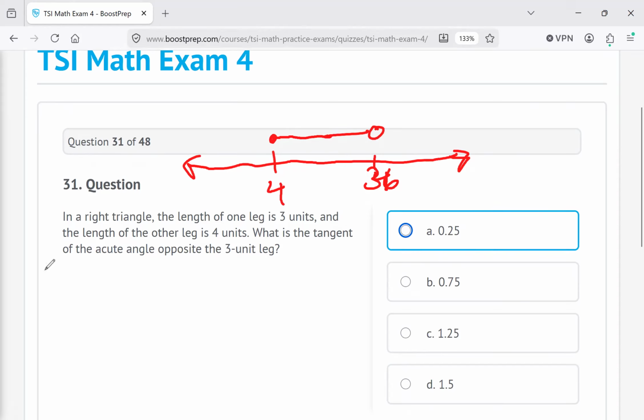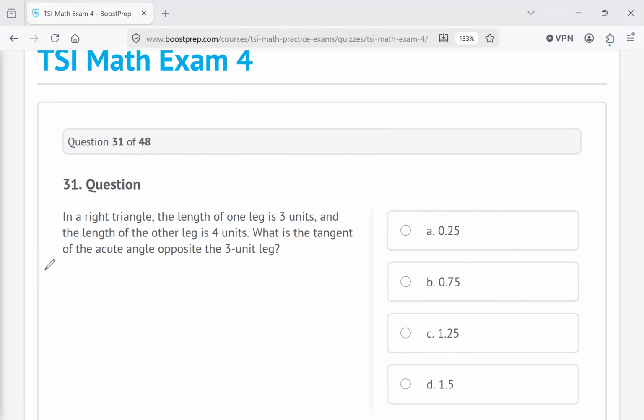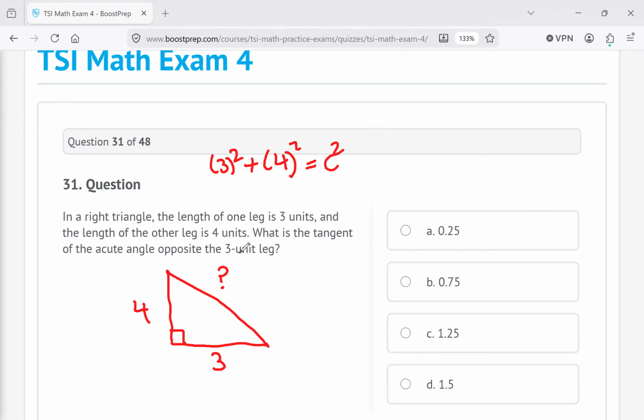Okay, a right triangle, the length of one leg is 3 units and the length of the other leg is 4. What is the tangent of the acute angle opposite of 3? So here you have a right triangle. One of your legs is 3 and one of your legs is 4. Let's figure out what the hypotenuse is. You can definitely do the Pythagorean theorem, 3 squared plus 4 squared equals c squared, but I automatically know it's a special triangle, a 3, 4, 5. So if you solve for c, it's going to be 5.